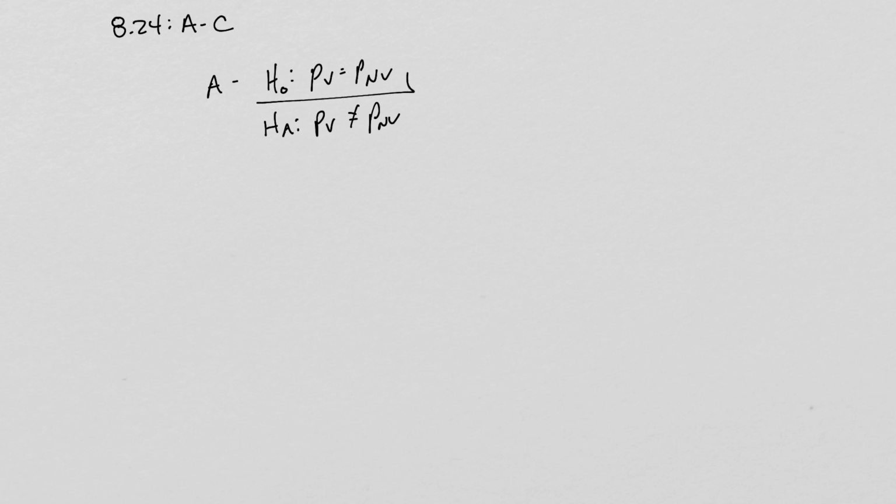Alright, A24A. The hypotheses are the null hypothesis, P of V equals P of NV. The alternative is P of V does not equal P of NV. So under this one, again, equality. There is no difference, and here there is a difference. B, independence.